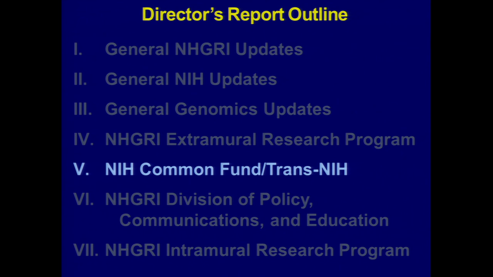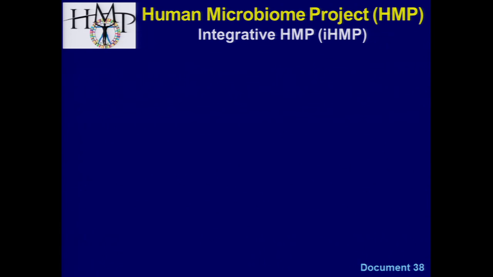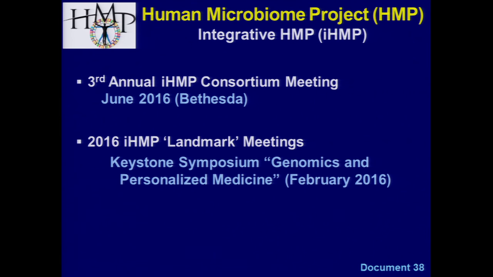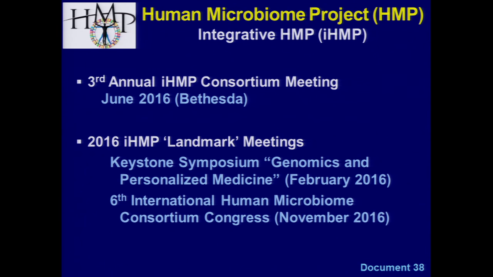Okay, moving on then to broader NIH Common Fund and trans-NIH initiatives. The Integrative Human Microbiome Project, or iHMP, which basically represents phase two of the Human Microbiome Project, is now entering its third year. The third annual iHMP consortium meeting will be held in June in Bethesda, and this is an open meeting. As in previous years, the three iHMP projects will be presenting their work at landmark meetings in 2016. The first will be the Keystone Symposium in Genomics and Personalized Medicine in February, and the second will be at the 6th International Human Microbiome Consortium Congress in November.